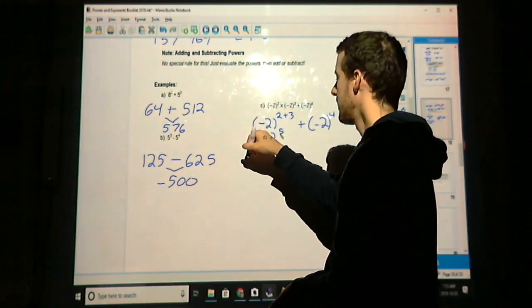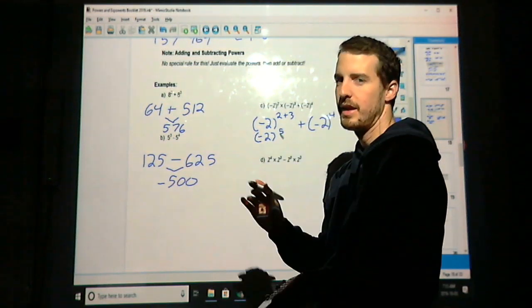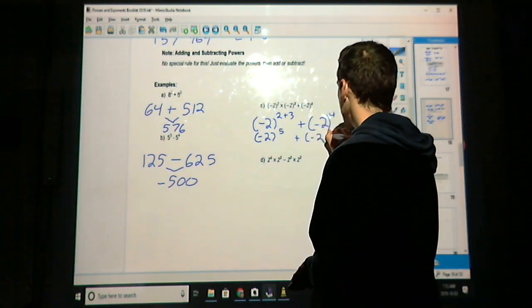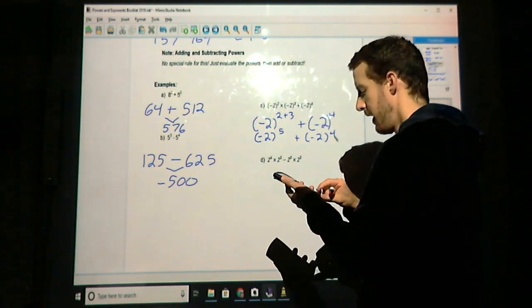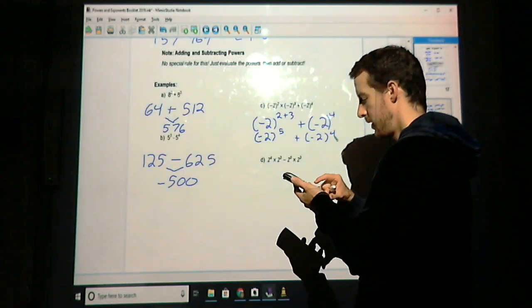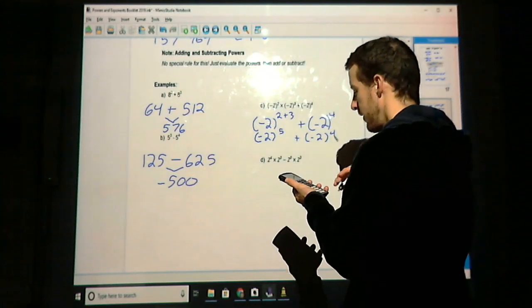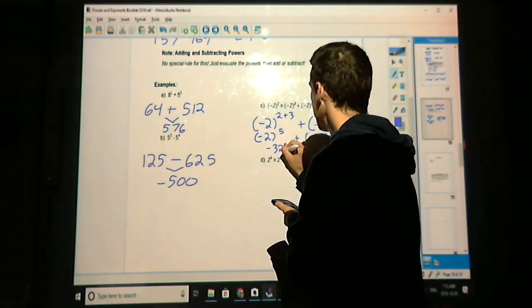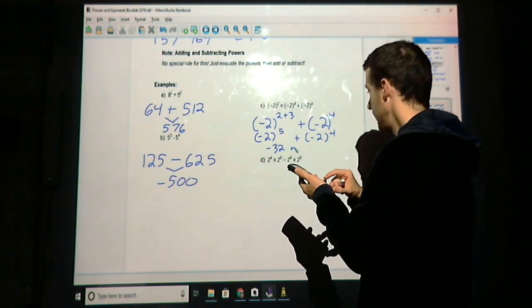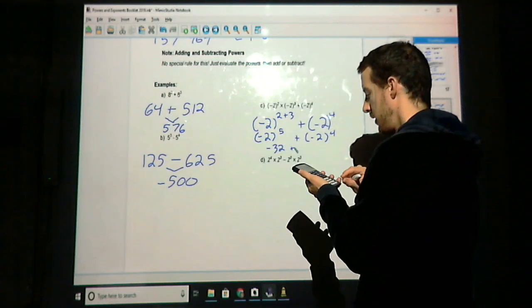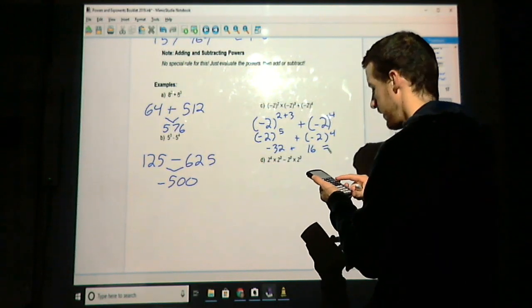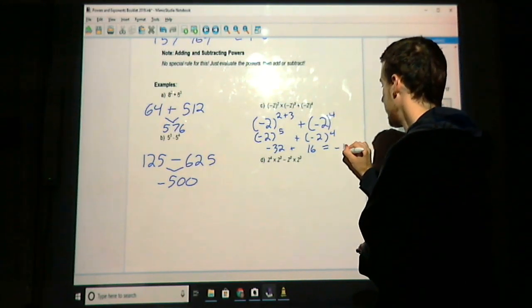Don't forget your brackets, right? Because if you write it without brackets, technically that negative is on its own, and that's not what we're showing. Okay, to -2 to the power of 4. Okay, so here we have, in brackets, -2 to the power of 5, which is -32, minus -2 to the power of 4, which is 16, okay, and all of that is equal to -16.